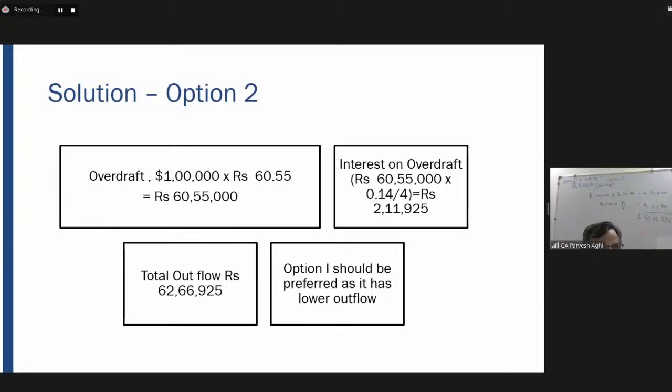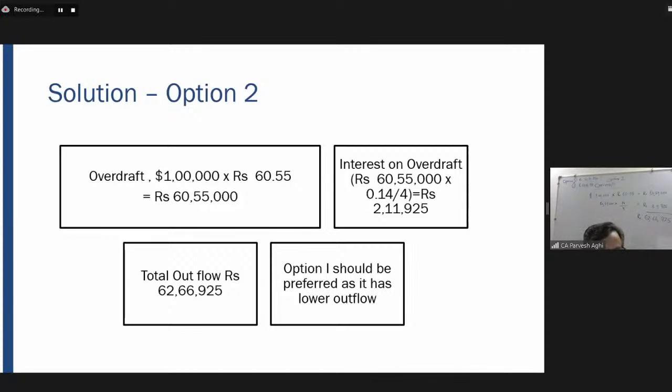Now, this is the second scenario where he takes an overdraft, and he pays at the spot rate. The spot rate is given as 60.55, so $1 lakh multiplied by 60.55. So the total outflow will be 60 lakhs 55,000, and then we add interest to it, which is 14%, which comes to 2,11,925. So the total outflow will be 62,66,925. So option number one was much better.